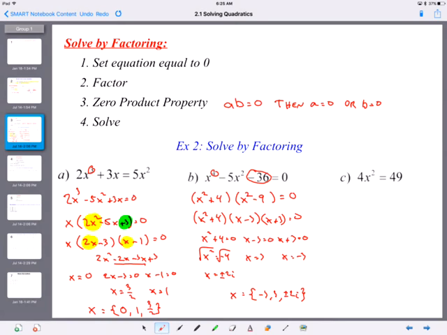And on the third one, once again, you want to set it equal to 0 because what you're saying is the y value is 0. What is x when y is 0? And then this one is a difference of squares. So you get 2x minus 7, 2x plus 7. Set your factors once again equal to 0. And solve.